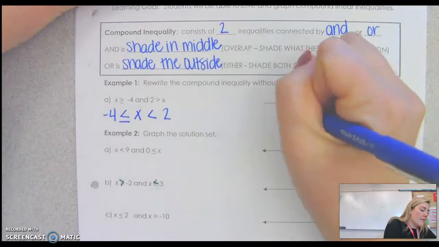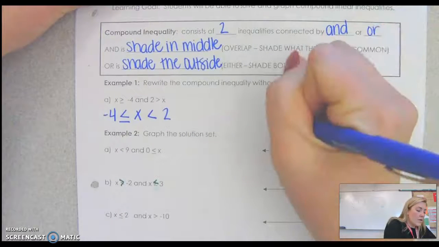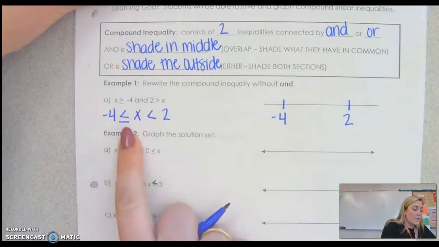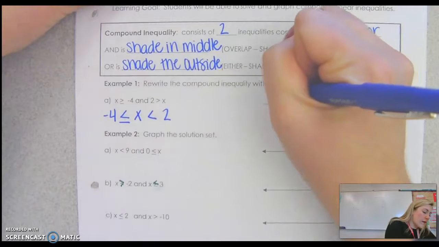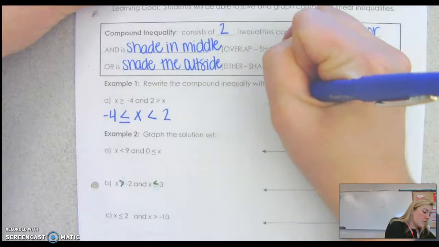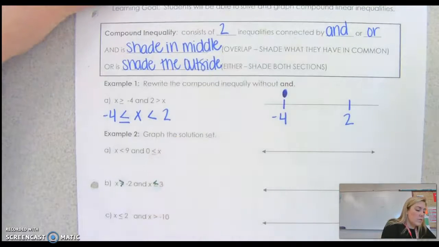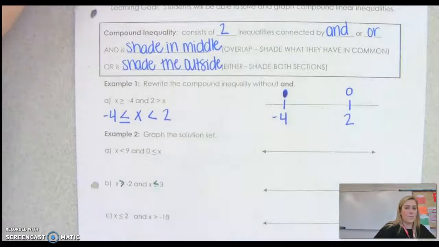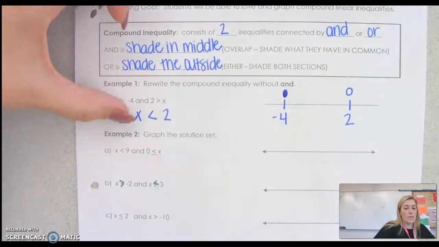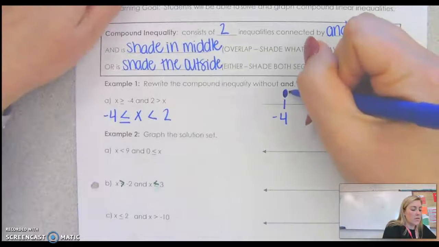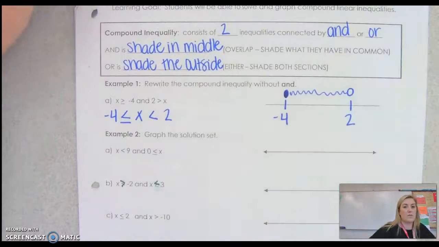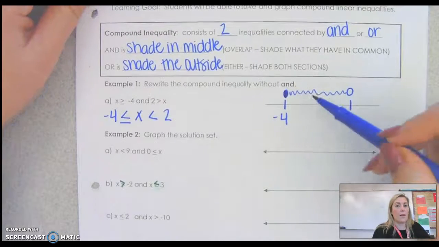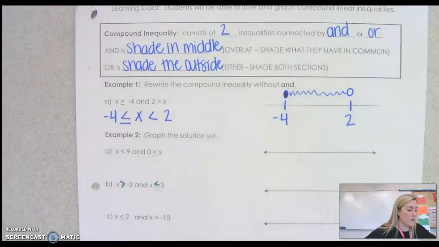Now when you graph that, again, you're going to put 2 notches there. -4 goes on the left and 2 goes on the right. -4 is less than or equal to, so you're going to have a closed circle. 2 is just less than, so you're going to have an open circle. And then it's an and inequality, so you're going to shade in the middle, just like that. If you wanted to, you could also do this on the number line, but I'm doing it above the number line so you can see it a little better.